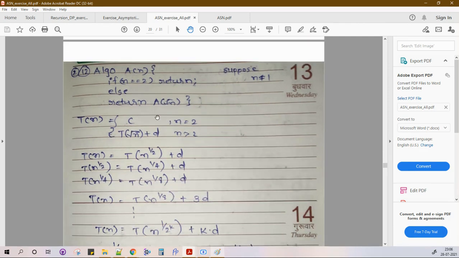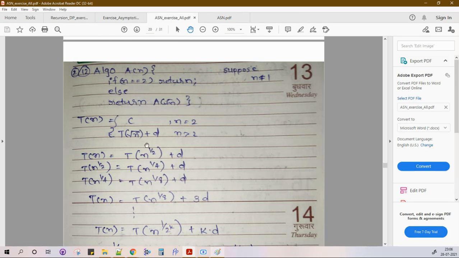Let's try to make this equation. If n equals 2, I am just returning, so it is order of c; just this if condition will run. Now when n is greater than 2, I am making one comparison, which is order of d, and I am calling the function again, so it will take T of root n. So let's see how to solve that.